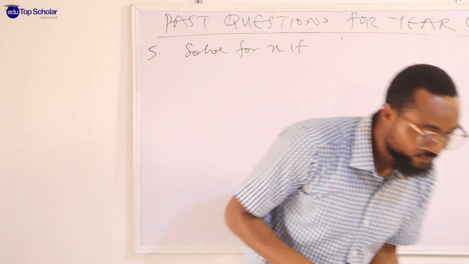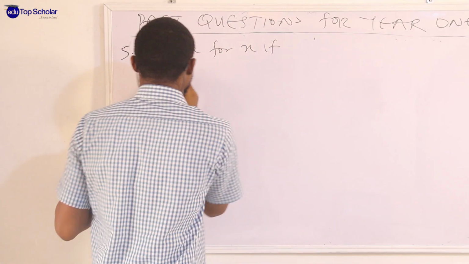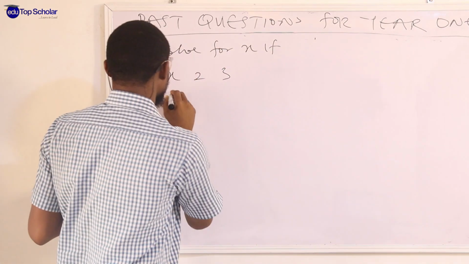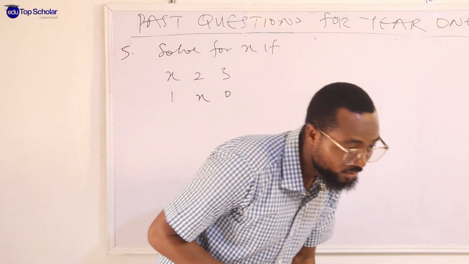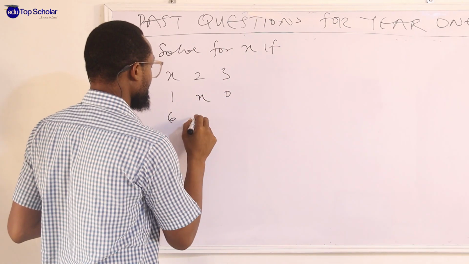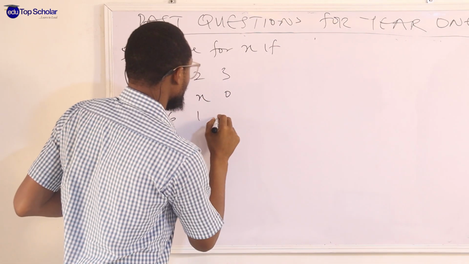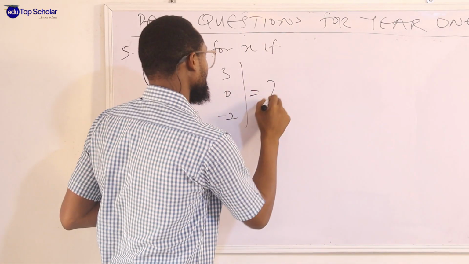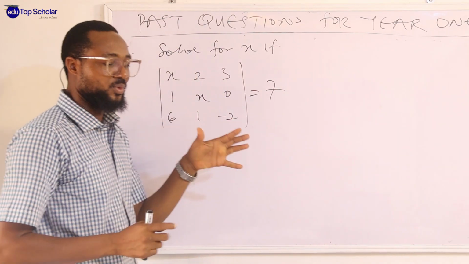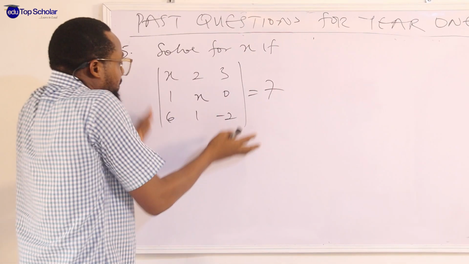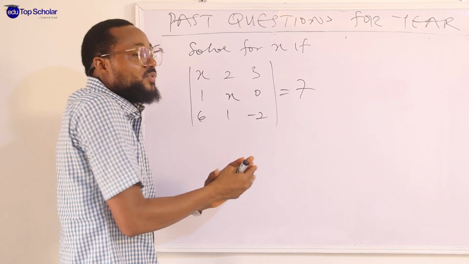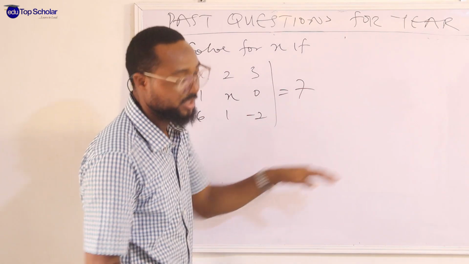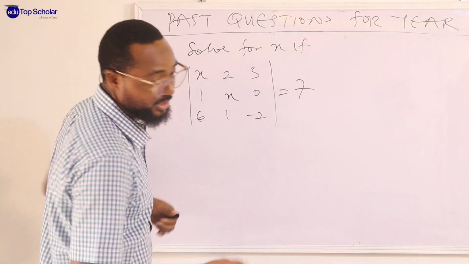It says solve for x if the matrix with rows x 2 3, 1 x 0, 6 1 minus 2 has a determinant equal to 7. This one is straightforward. Some questions will coin it differently: they'll give you this matrix and say they want to test if you know the definition of a singular matrix. It will just say, okay, for which x is this singular, so you have to equate it to 0 and find the values of x. But here it is equated to 7, so straightforward.